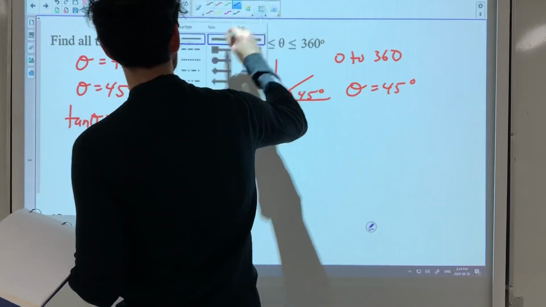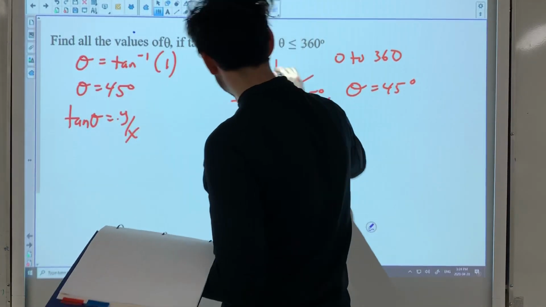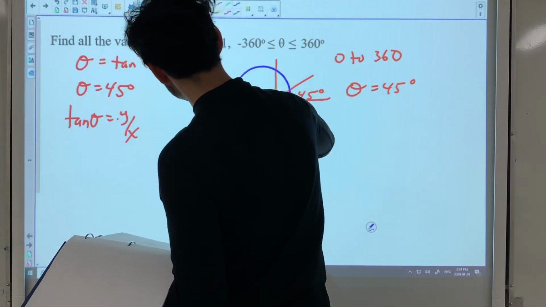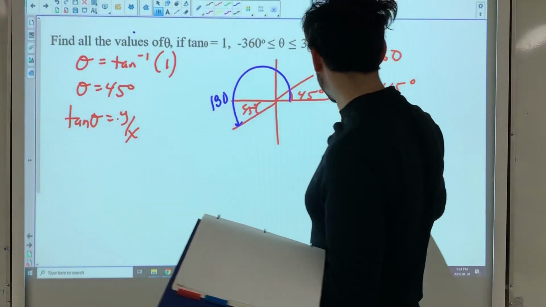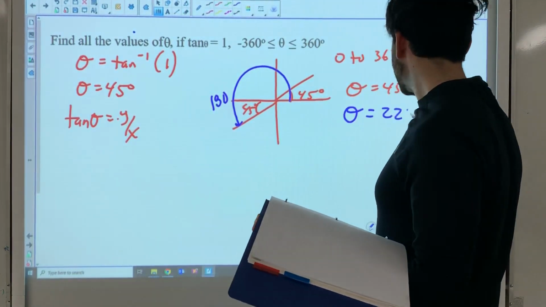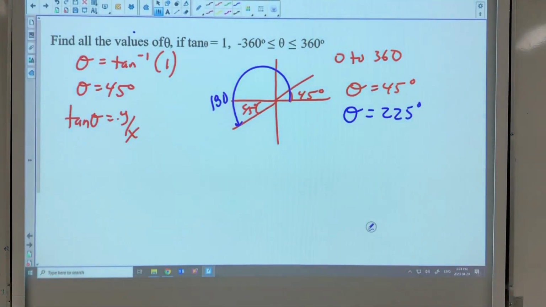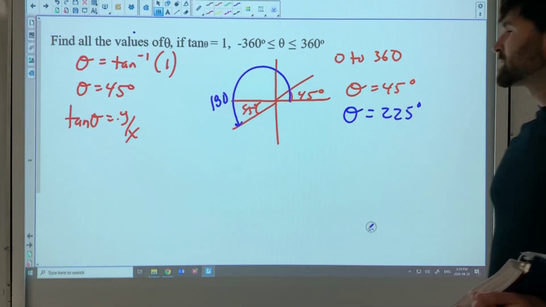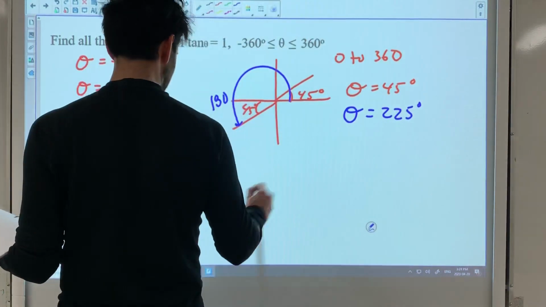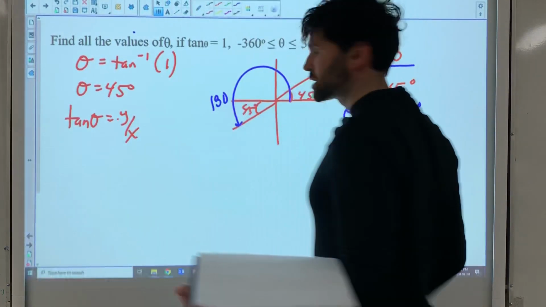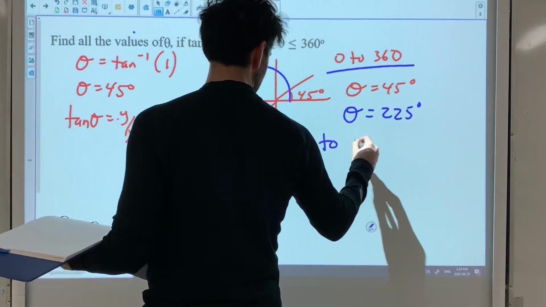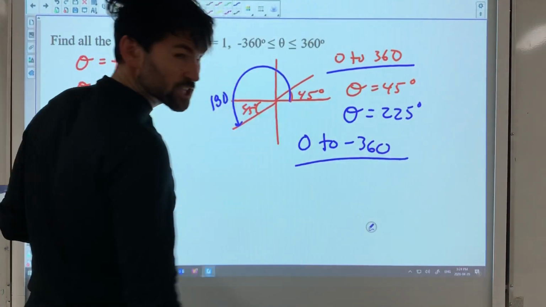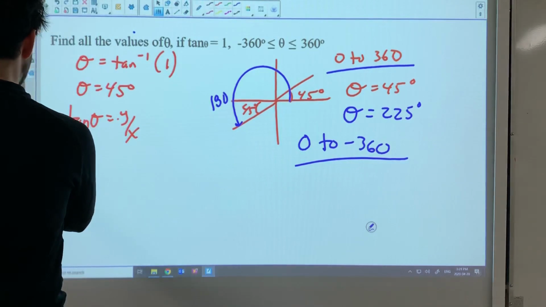The other answer: you're starting here, you have to rotate all the way that way. That's 180, so you went 180 degrees plus 45 more, so that's 225 degrees. I'm going to show you a neat little trick now to find some negative angles. Instead of drawing the picture, if you can find your positive ones, there's an easy way to go from 0 to negative 360. Just use coterminal angles, okay?